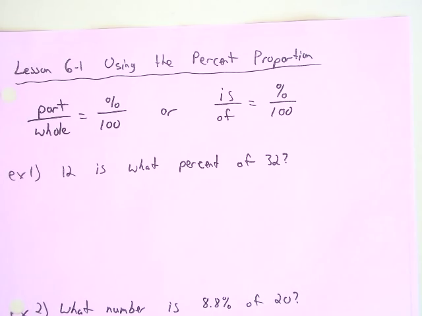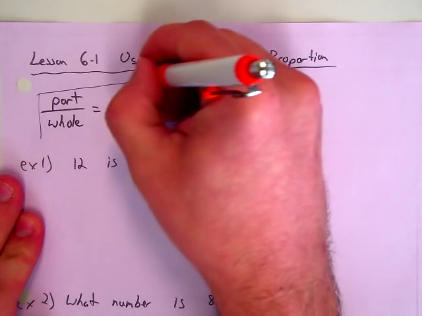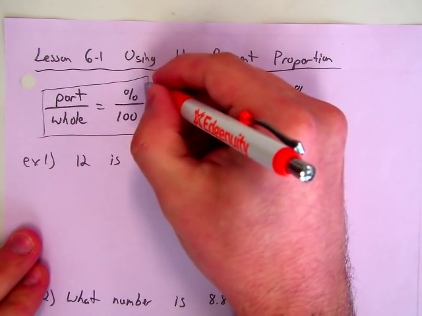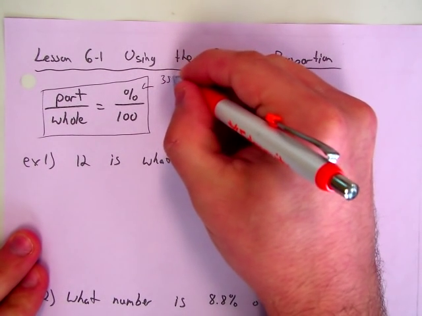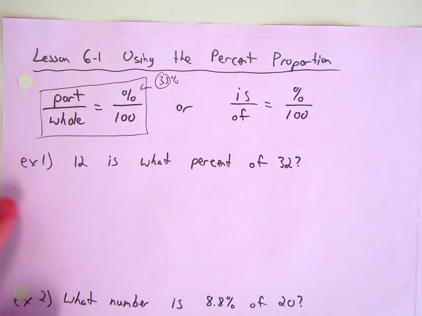All right, today we're going to be talking about lesson 6-1, so chapter 6, lesson 1. It's called using the percent proportion. So there are two ways that we can look at the percent proportion. We can either look at it in this respect here, where the part divided by the whole is equal to the percent divided by 100. This percent is the actual number, so if it's 35%, we'd be looking at 35. If it was 47%, we'd be looking at 47.